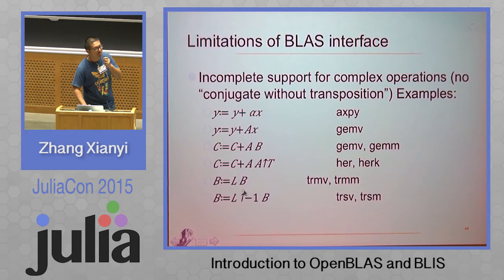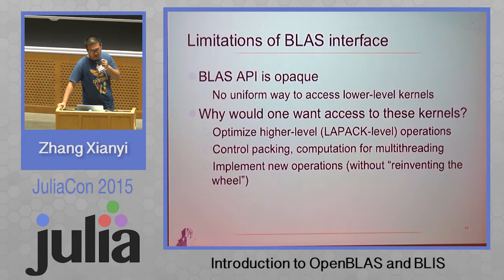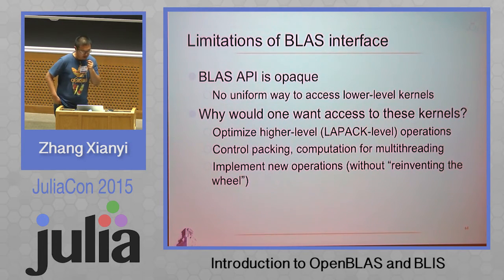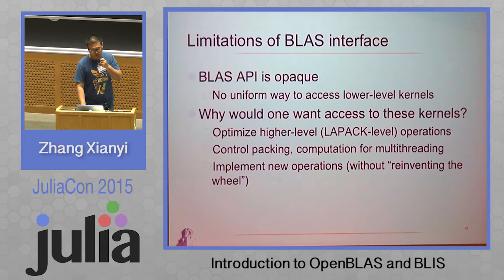Here is an example. This function has incomplete support for complex. And the last one is the BLAS API: there is no uniform way to access low-level kernels. Why would one want to access these kernels? Because we want to optimize high-level operations, so we do not just use the BLAS interface. We want to use the inner functions or inner code in the BLIS library, and we want to control the packing and the computation for multi-threading. Or maybe we just want to use the kernels in the library to implement some new operations without reinventing the wheel.